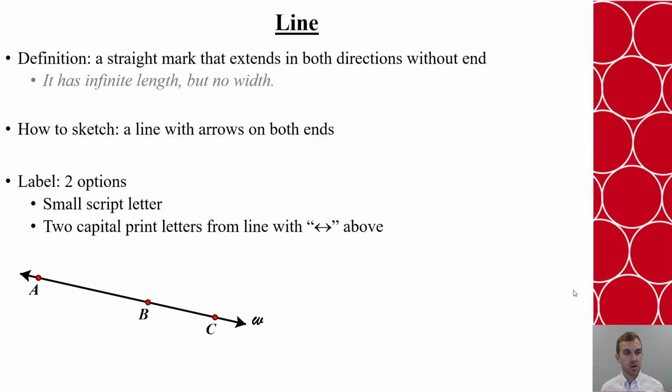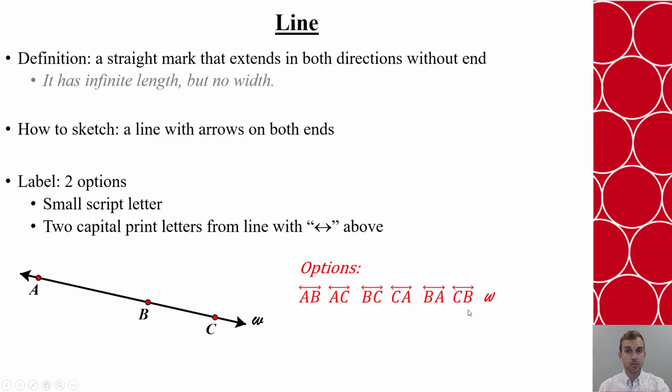When we want to label it, we can either use the lowercase script letter, or we could use two capital print letters with a double arrow over top. So for this line here, we could call this by any 2 points that are on that line, as well as just the lowercase w. What we would not do is label it as ABC, because it is recognized that once you label it with any 2 points on the line, all the others are part of that line as well, especially when it's constructed like this.